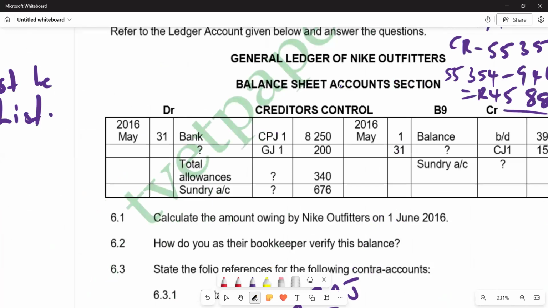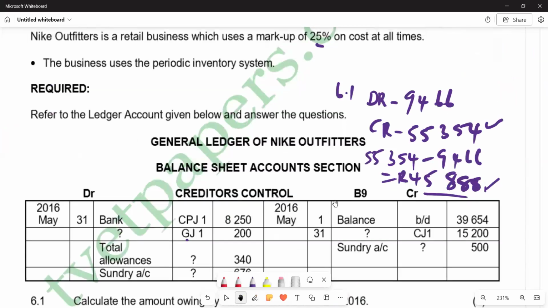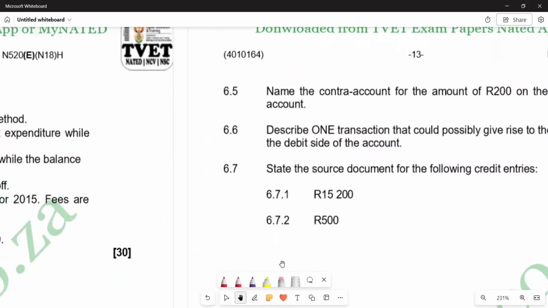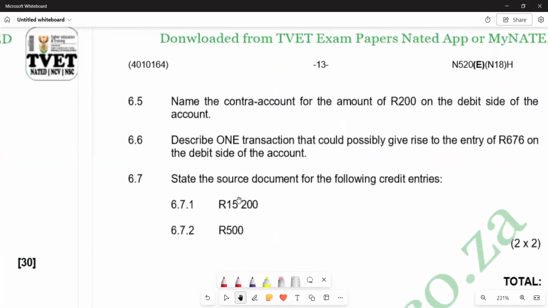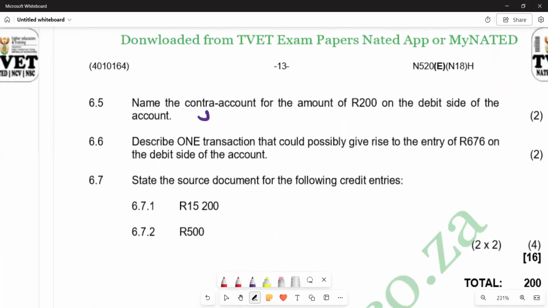For 200 here, we see that this is the general journal. The reference that we have here is general journal of 200. So obviously, this is giving us a hint that this is going to be a journal debit. So here on 6.5, I will indicate that it's a journal debit. Then we go to the next one.